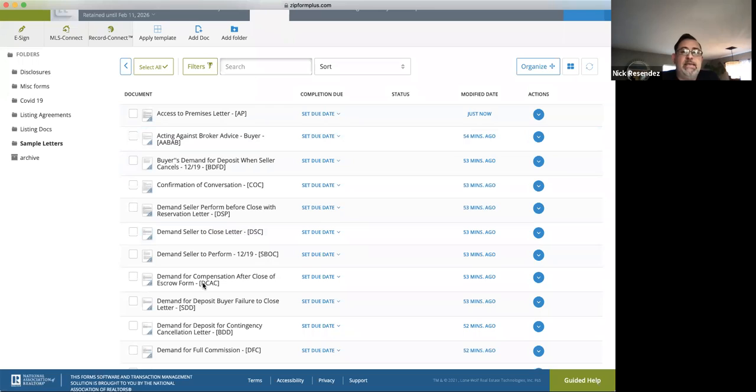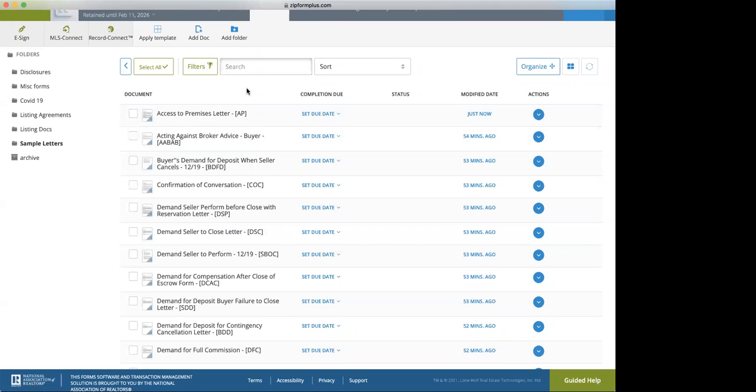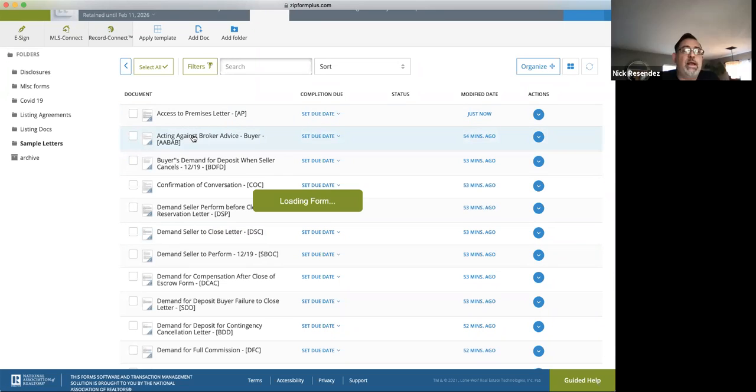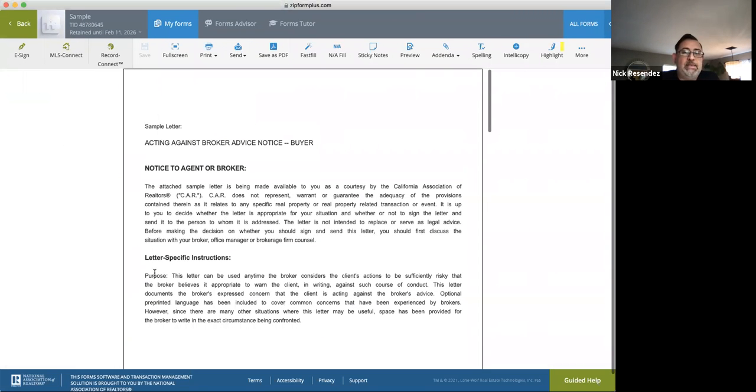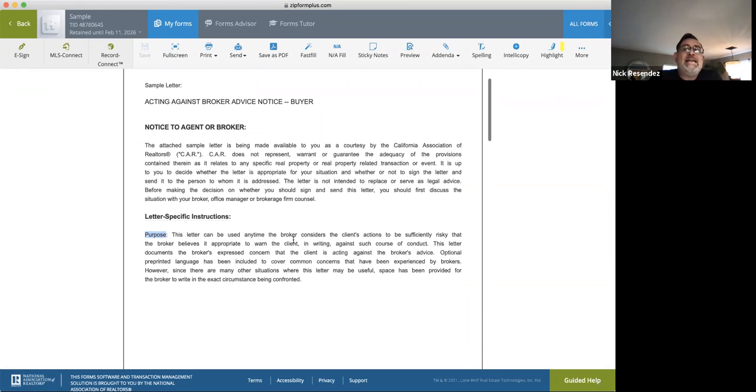Okay, here's the next one. The next one is they're all great, okay? The next one is this: acting against broker advice, buyer. So if I go back up to our purpose, it says here, this letter can be used anytime that the broker, which is me and you guys as the agents, the brokerage, Keller Williams Pacific Estates, Long Beach, Cerritos, and La Mirada representing here, can be used anytime the broker considers the client's actions to be sufficiently risky that the broker believes it appropriate to warn the client, in writing, against their course of action.